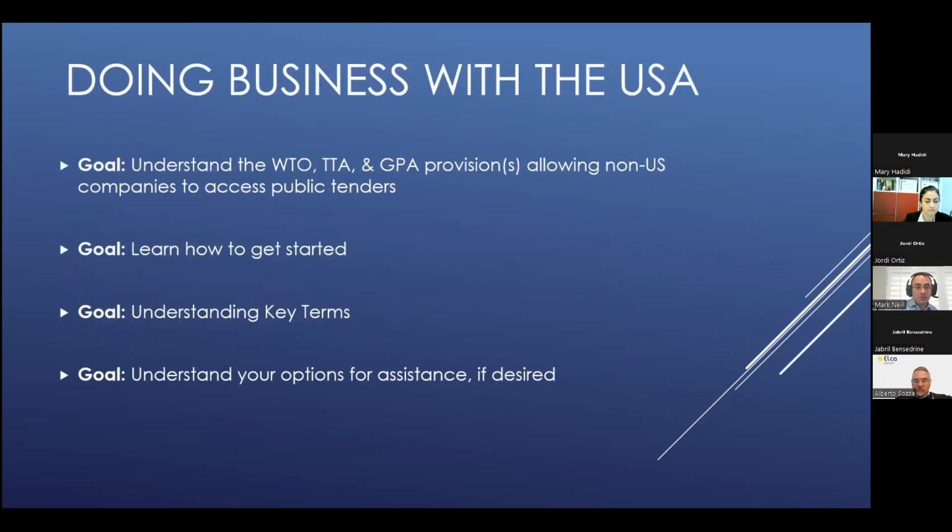All right. So to reacclimate where we were in the training, this is about doing business in the US. So how does the World Trade Organization, how do some of the trade agreements and provisions impact non-US based companies and their ability to bid on public tenders? How do you get started? What are the key terms? Because if you understand those, then if the framework changes on you, you'll still be able to move forward. And then how do you get assistance from some experts here?